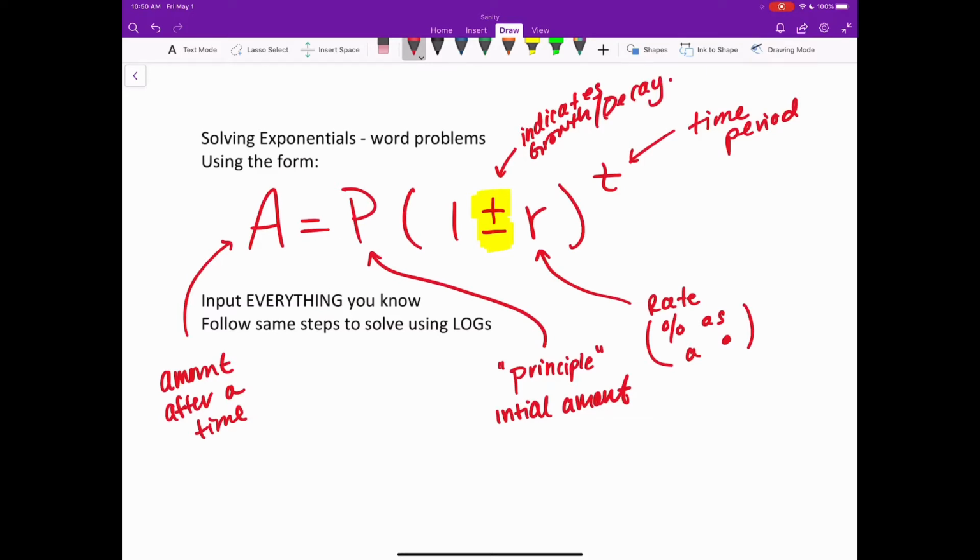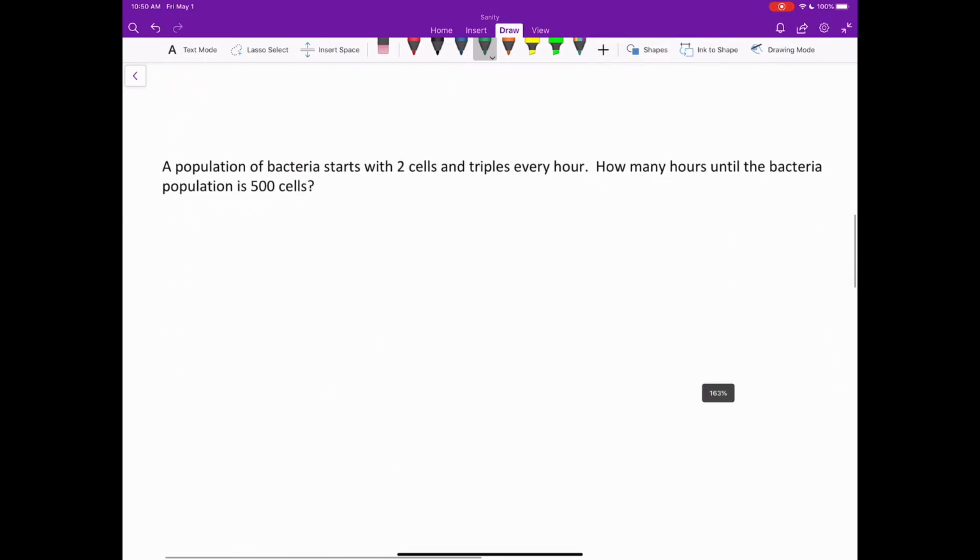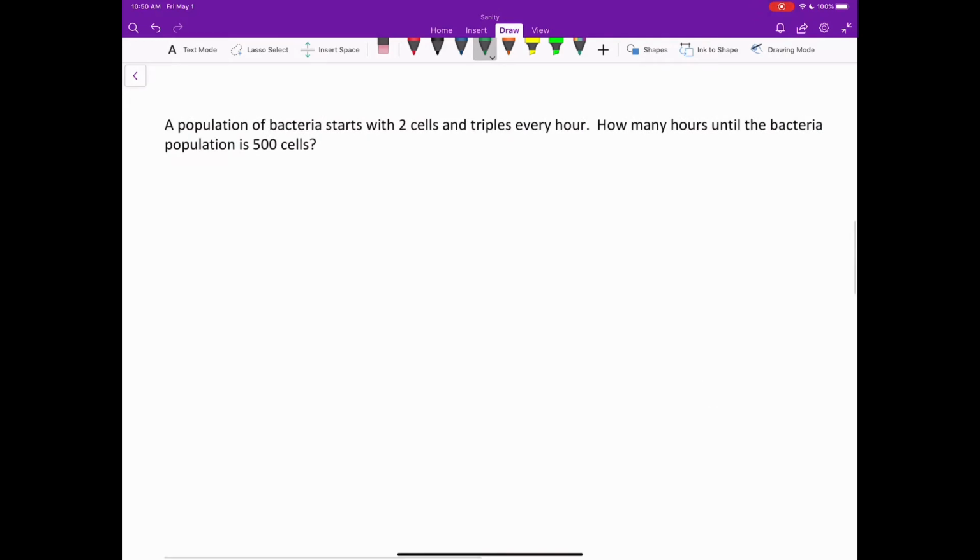Anyway, my little steps here are just to input everything that you know from the word problem, and then follow the same steps. You're going to have to use log. Basically, we're going to be solving for time in these problems. We're going to start off very simply, and then I'm going to put in a few trickier ones, but it'll be all right. I'd say take a second, read through it, try it on your own if you want.